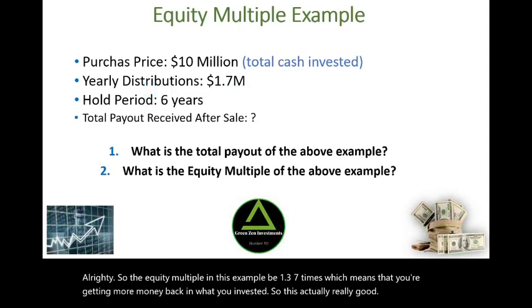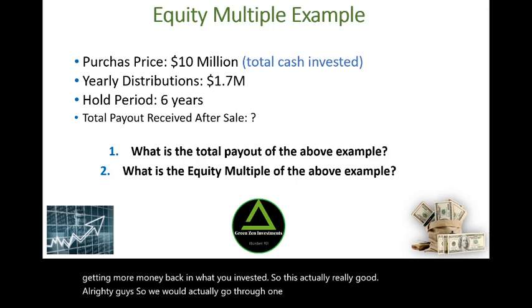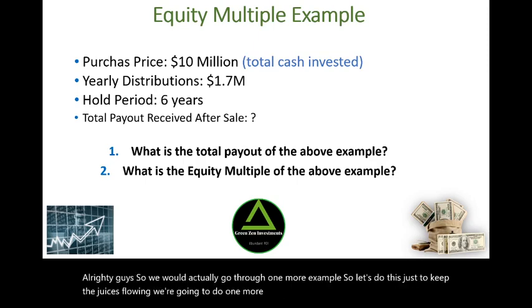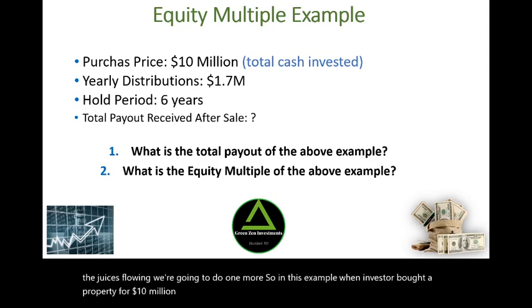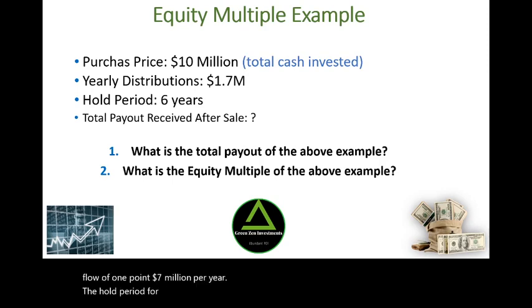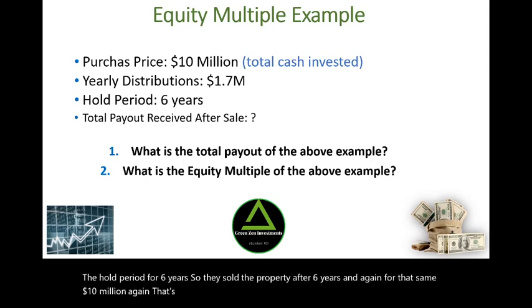Alrighty, guys, so we will go through one more example, just to keep the juices flowing. In this example, an investor bought a property for $10 million. Again, that's the total cash invested, and they received net cash flow of $1.7 million per year. The hold period is 6 years, so they sold the property after 6 years for that same $10 million. Again, let's not factor in appreciation or value add or anything. Let's just keep it simple.